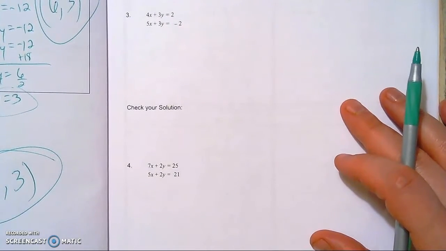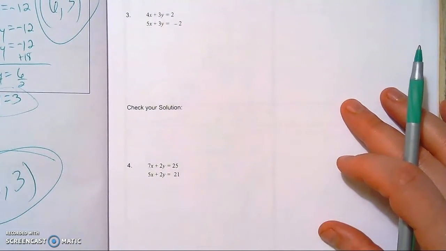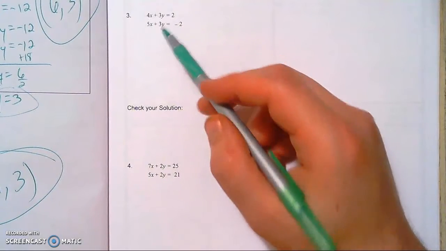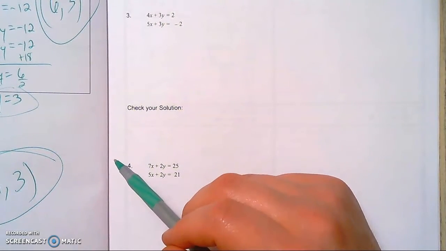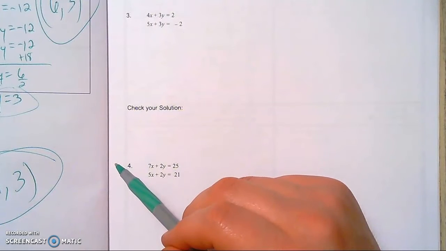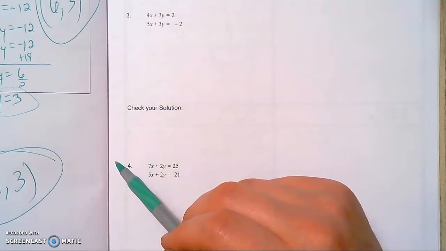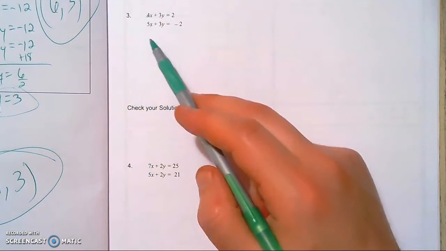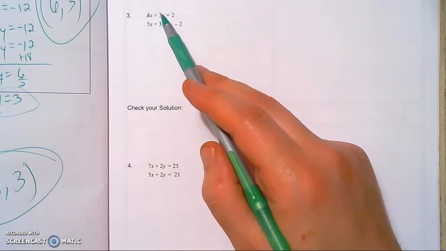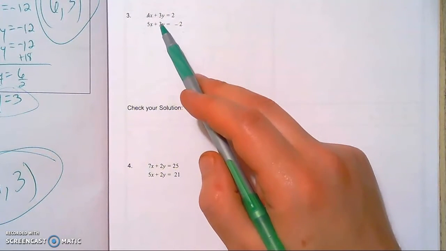So the reason I wanted to make sure to check number 3 is it is a little different. Everything's lined up, x over x, y over y, constant over constant. I look to examine the coefficients. I want something to cancel. I know they cancel if they're the same or opposite. So 4x, 5x, nothing the same, nothing the opposite. But now 3y, 3y, both positive. They're the same as each other.